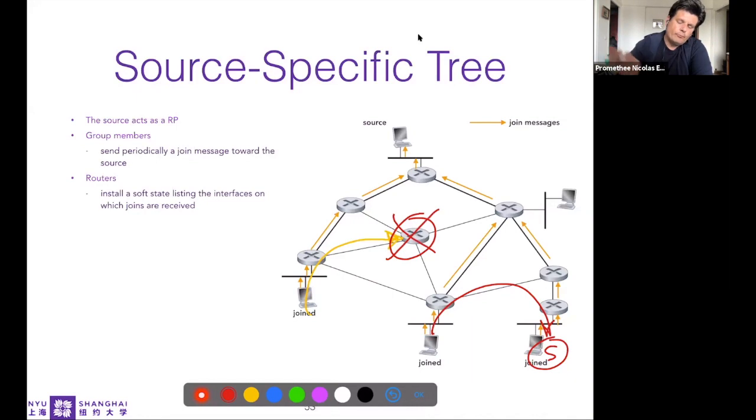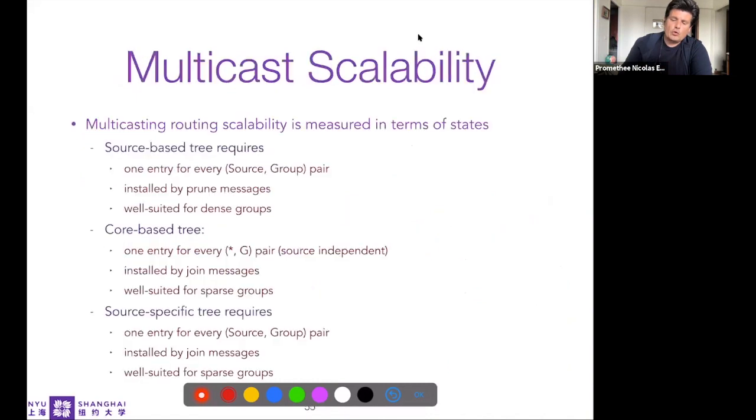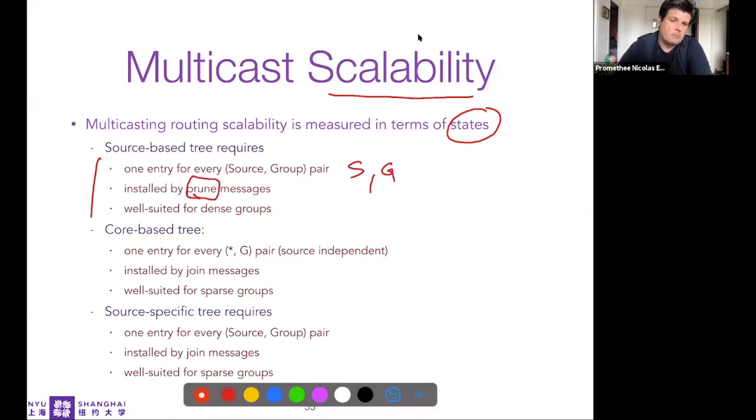Okay, so just to conclude, that's the source-specific tree. Once again, as you may see, regarding the scalability, it is measured in terms of states. That's the most important thing that you can do with multicast, right? Count the number of states. The source tree will install the states depending on who is the source and the group, and they are installed with the prune message. So that's the reason this is suitable for the DM, the dense mode.